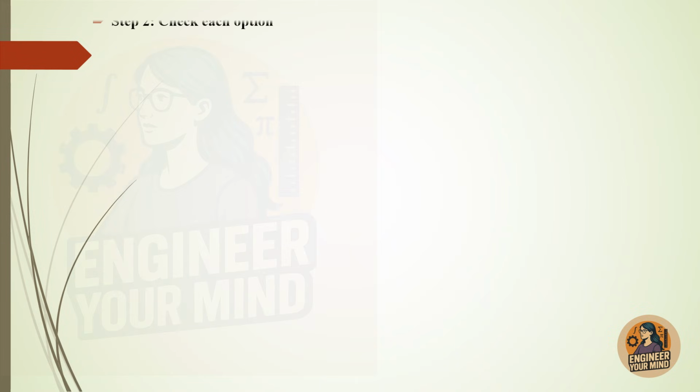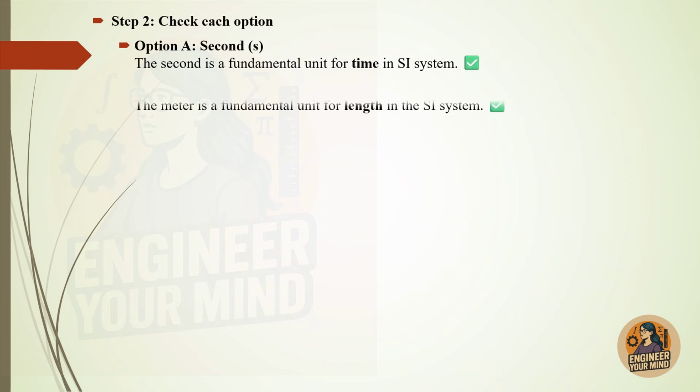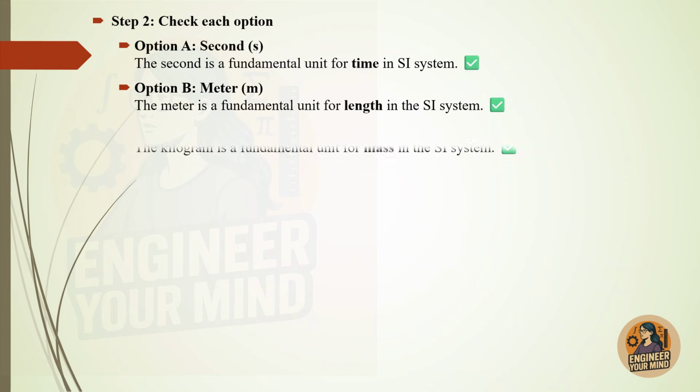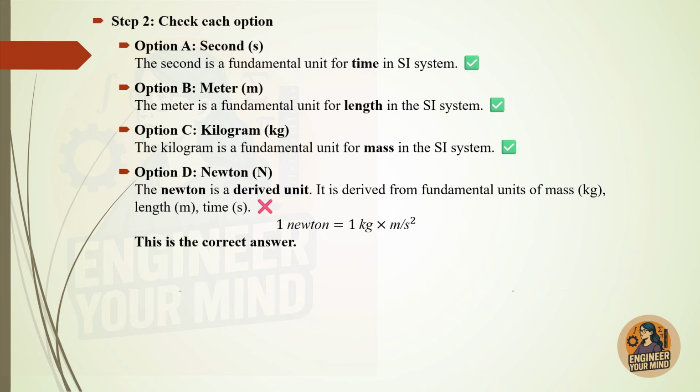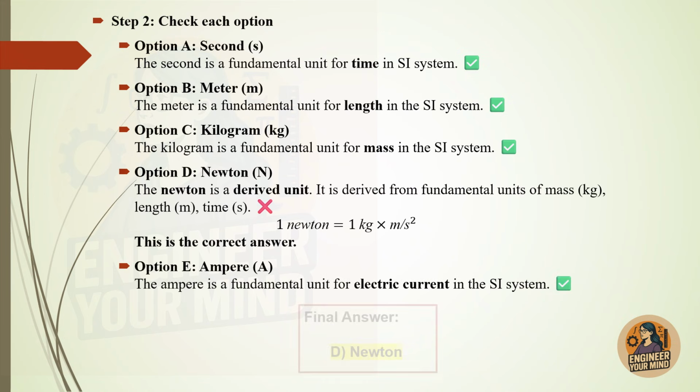Step 2. Check each option. Let's go through each option one by one. Option A, second, s. The second is a fundamental unit for time in the SI system, so this is a fundamental unit. Option B, meter, m. The meter is a fundamental unit for length in the SI system, so this is a fundamental unit. Option C, kilogram, kg. The kilogram is a fundamental unit for mass in the SI system, so this is a fundamental unit.